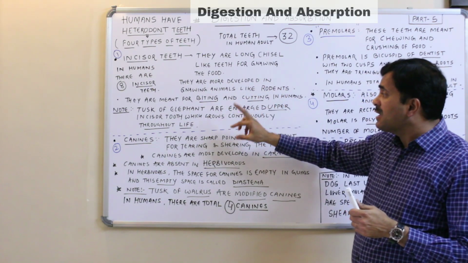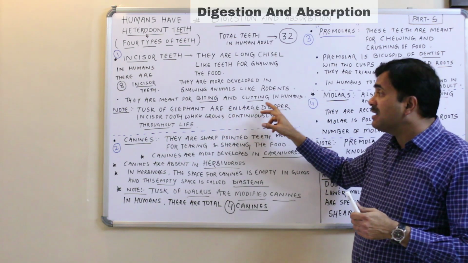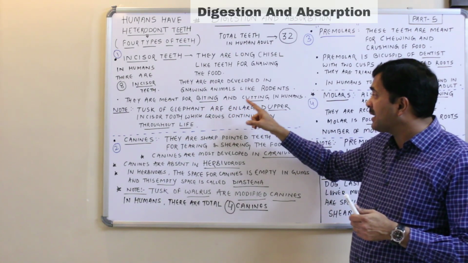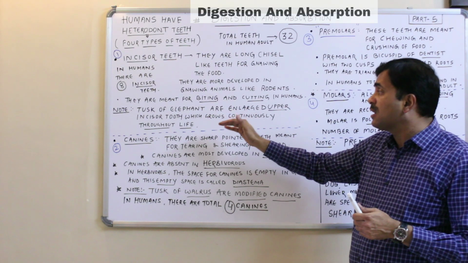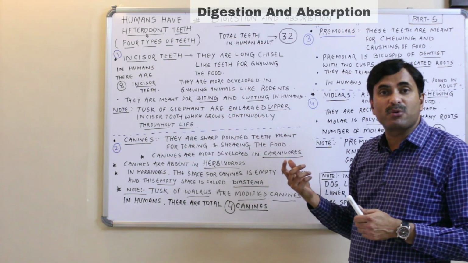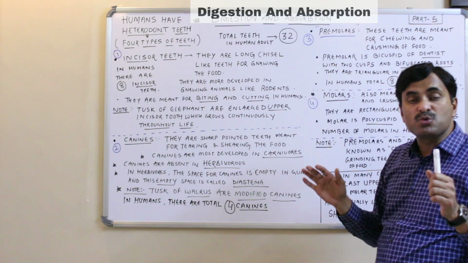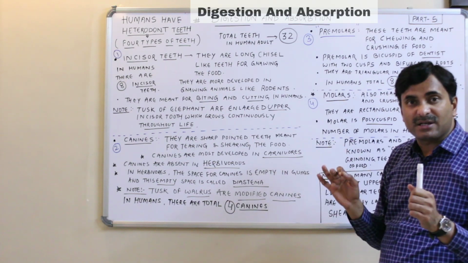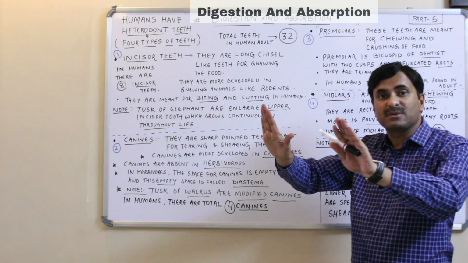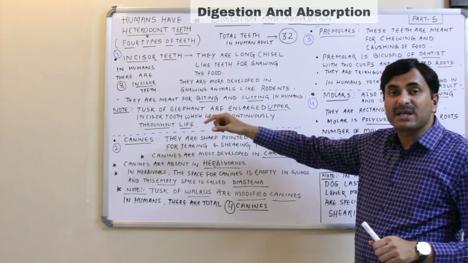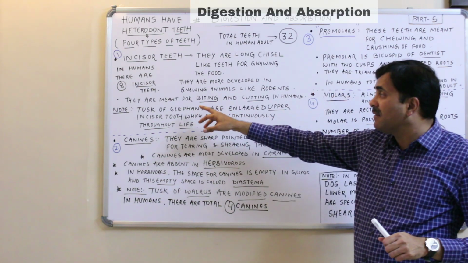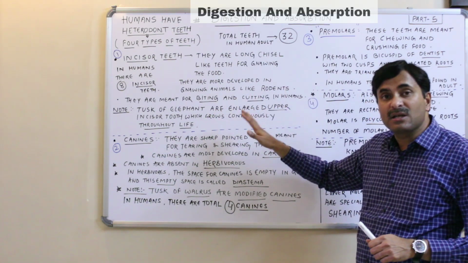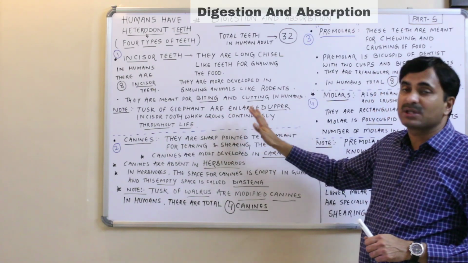Now, the tusks of an elephant are enlarged upper incisor teeth which grow continuously throughout life. I am talking about the 2 big, large, visible white teeth found in the elephant. If you see an elephant, you are able to see 2 tusks. So the large teeth known as the tusks of the elephant are nothing but enlarged upper incisor teeth which grow continuously throughout life.